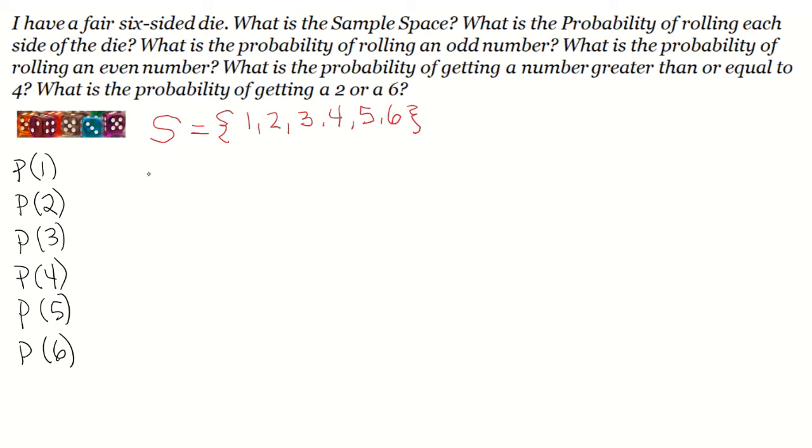Now, if you'll notice, each of these just occur once. And that's because for each side of the die, there is one possible outcome out of the 6 possible outcomes. And you'll notice that the probability for each side of the die is going to be exactly the same.